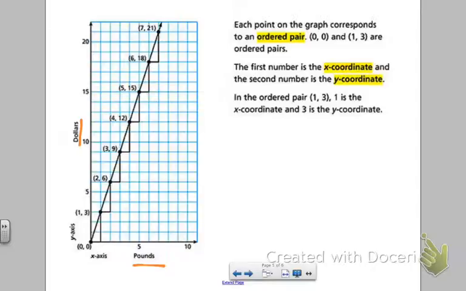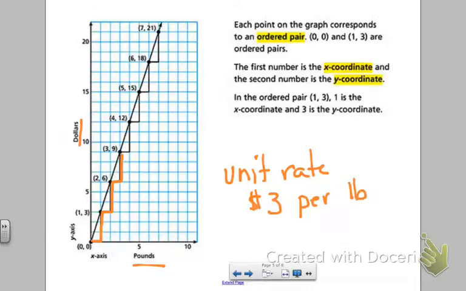You also see these little triangles as you go along from one point to the next. That actually is called a unit rate triangle. We're going to see more of those as we work through this unit. But what we're showing you is the unit rate here for this type of granola. It was $3 per pound. That means $3 for every 1 pound. And here it is in the unit rate triangle.